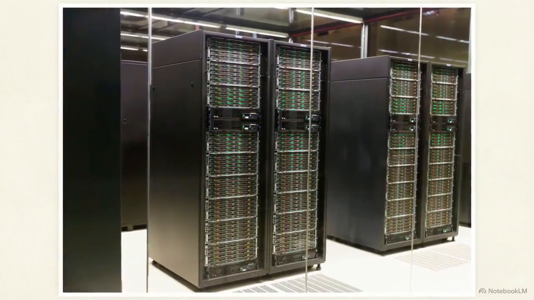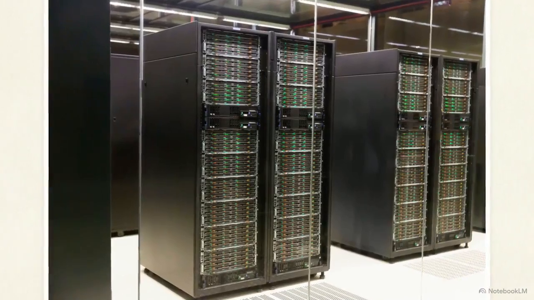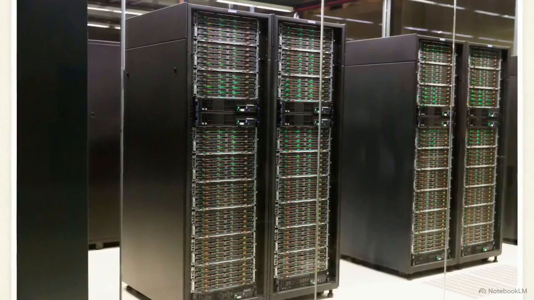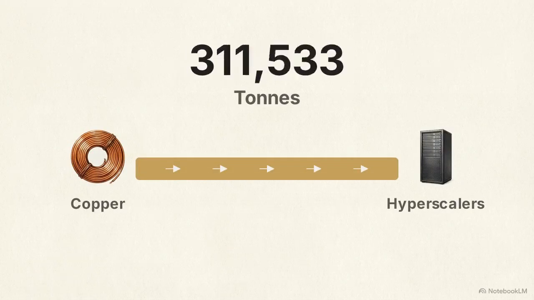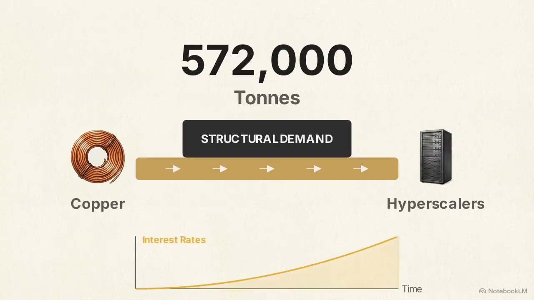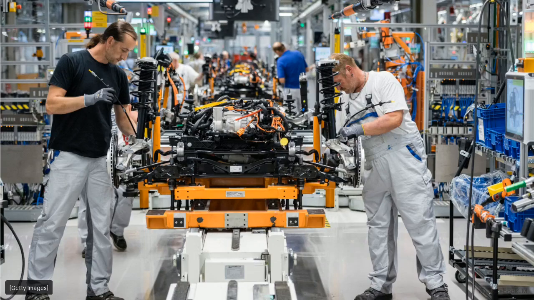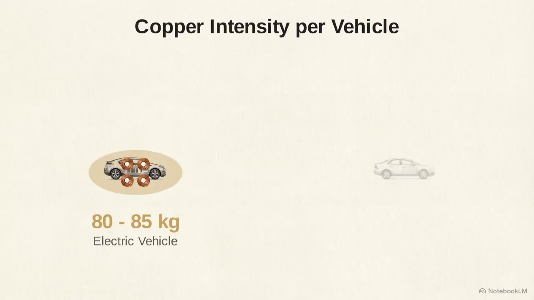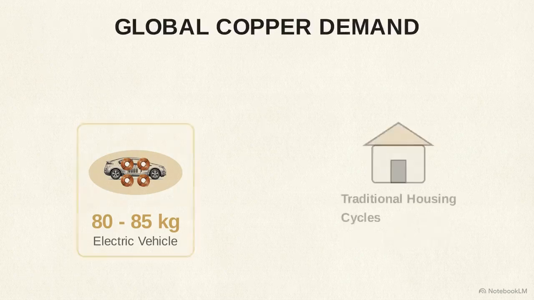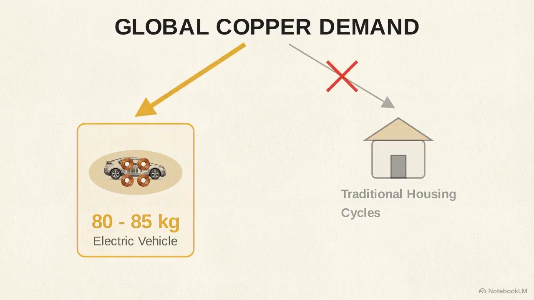We also look at the new structural demands for copper. The build-out of artificial intelligence data centers requires immense power distribution and cooling systems. Hyperscalers are projected to demand over 572,000 tons of copper annually, and they buy regardless of high interest rates. Additionally, the transition to electric vehicles requires 80 to 85 kilograms of copper per car, compared to just 20 to 25 kilograms for internal combustion engines. This permanently shifts copper demand away from traditional housing cycles.